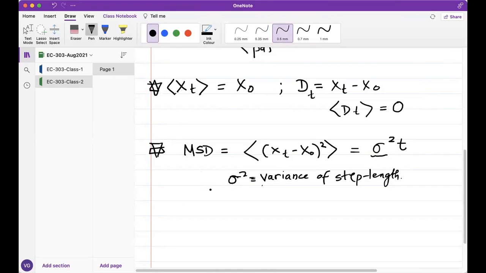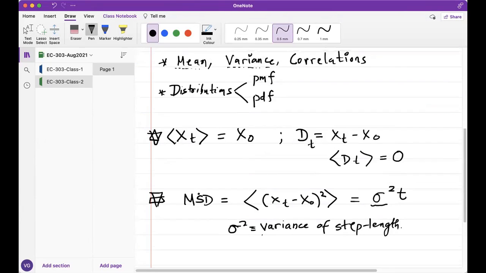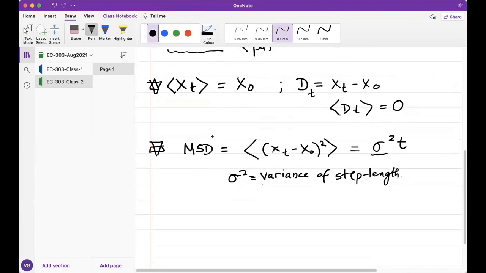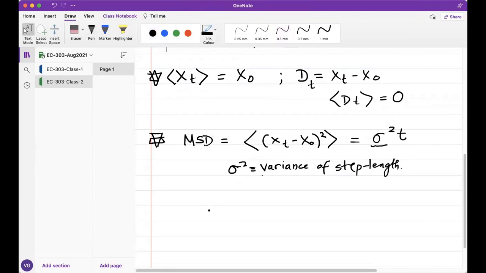Okay, so we have now understood mean and variance. What about distributions? I'll come to correlations a bit later. So let us look at distribution. Now, what do you mean by distribution? Let us think of this in the following way. Let's think of this as the x axis, the location where the animal is moving. This is the origin, where, let us say, the animal began its movement.